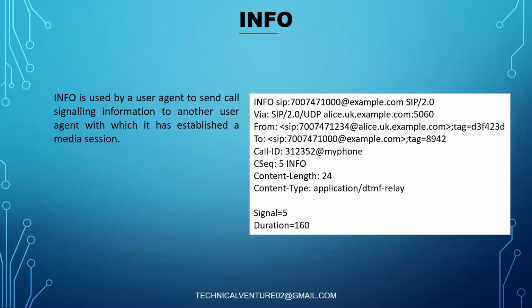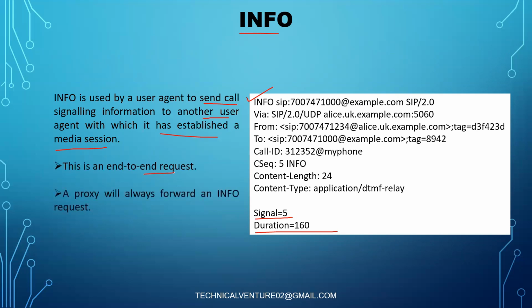Then we have this INFO message. INFO is used by a user agent to send call signaling information to another user agent with which it has established a media session, right? It is mainly used by a user agent to send signaling information to another user. Like here you can see under the INFO message, signal 5, duration 160. This is an end-to-end request and a proxy will always forward an INFO request.